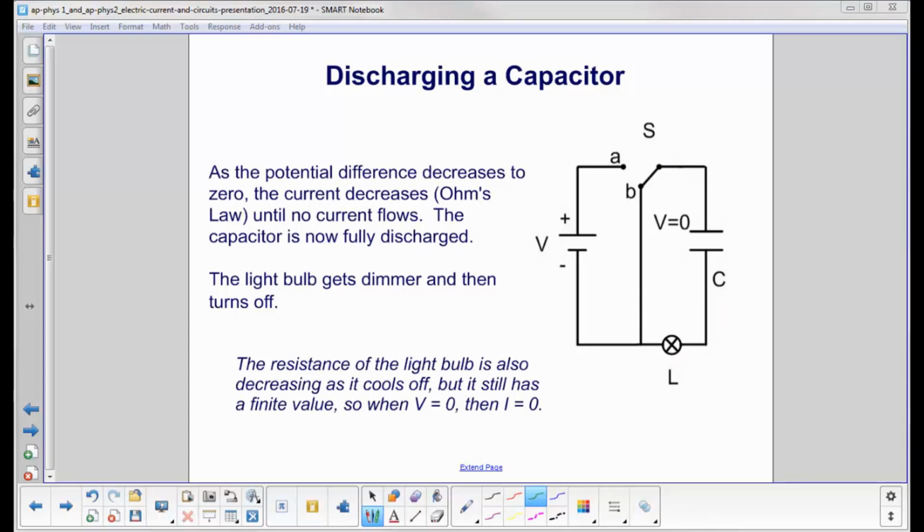As the potential difference decreases to zero, the current also decreases. Ohm's law, right? I is V over R, until no current flows. The capacitor is now fully discharged, and note, there's no more charge on the capacitor. Both plates are neutral. The light bulb, therefore, will get dimmer and then will turn off. The resistance of the light bulb also decreases as it cools off, but it still has a finite value. So when V is equal to 0, then I is equal to 0.